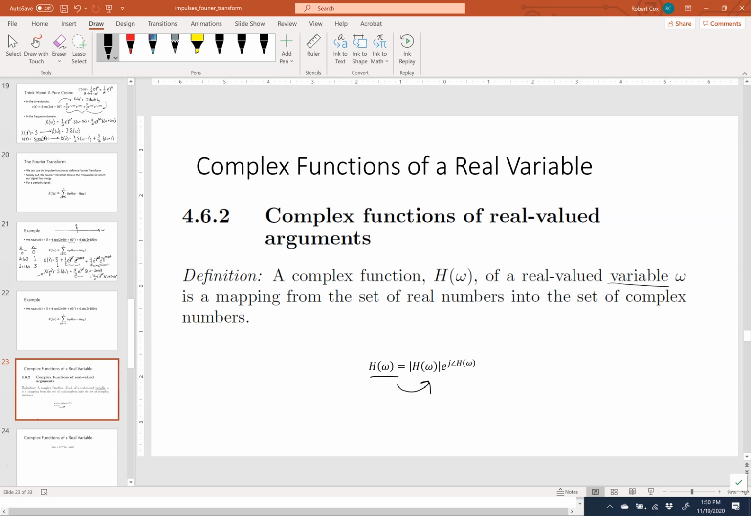But what I can do is plot versus omega. I can plot what the magnitude does, and I can plot what the frequency does. I can draw 2 different graphs to express this thing. So let's just look at this for a second.